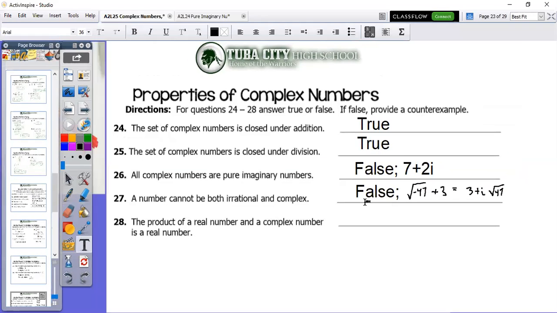And lastly, this one is going to be false. If I have 2 times 3 plus 2i, just again, to make it simple, that would be equal to 6 plus 4i if I were to distribute it out. So the product of a real number and a complex number is a real number. So again, real number, here we have 2, and we're multiplying it to a complex number, 3 plus 2i. And if we use distributive, which is what you would do in this situation, we end up with a complex number, not a real number. So that's why this one is going to be false.